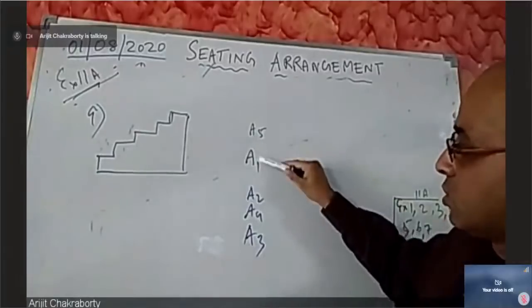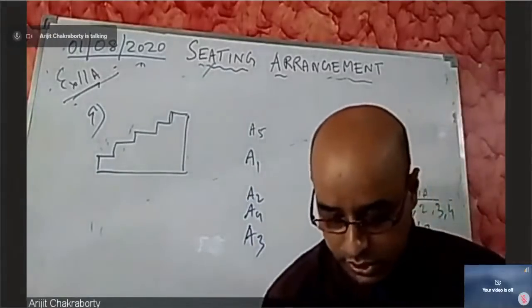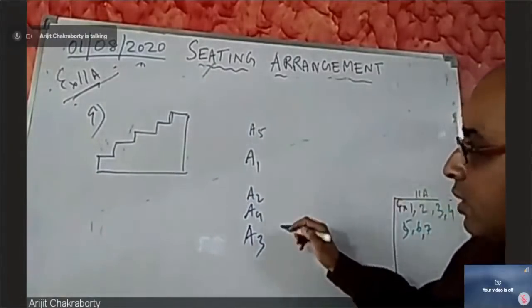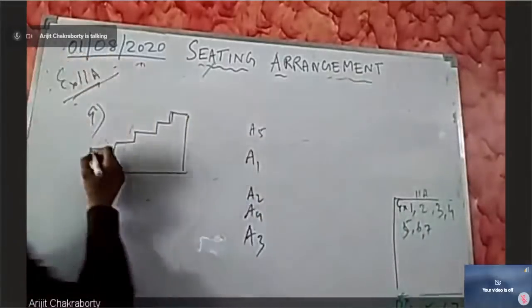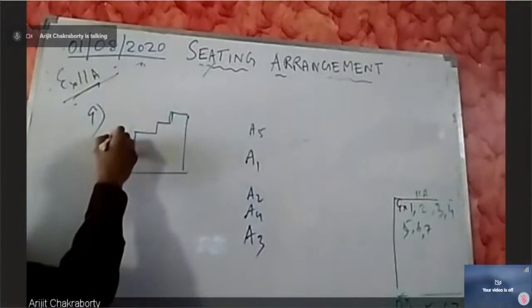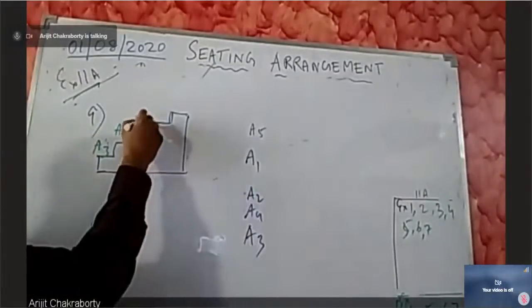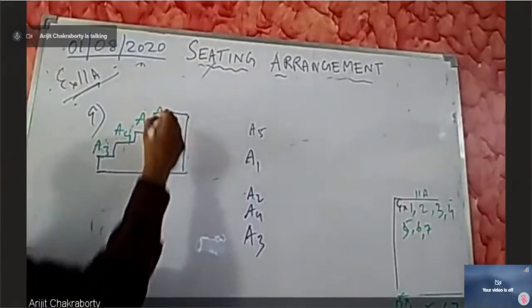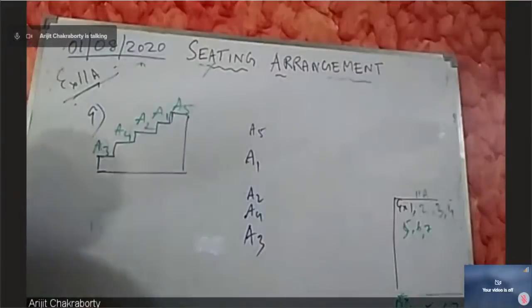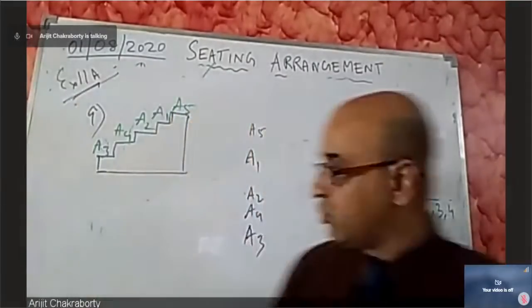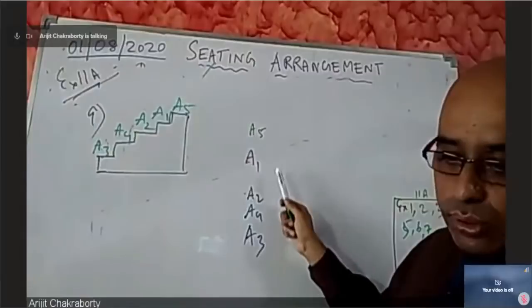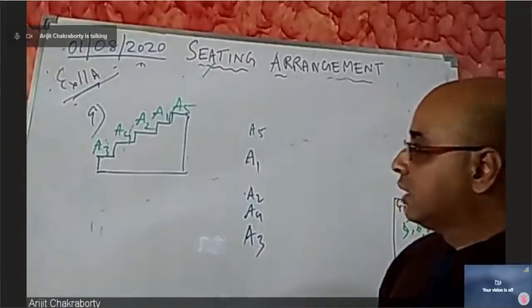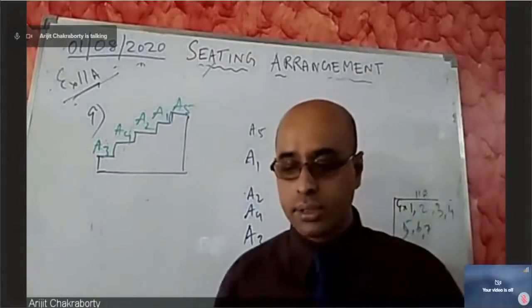5 guys, 1, 2, 3, 4, 5. So the order is from lower to upper. A3 is here, A4 is here, A2 is here, A1 is here, and at the top we have A5. This is what I get: A3, A4, A2, A1, A5. This is what I get by satisfying all the conditions in the problem.